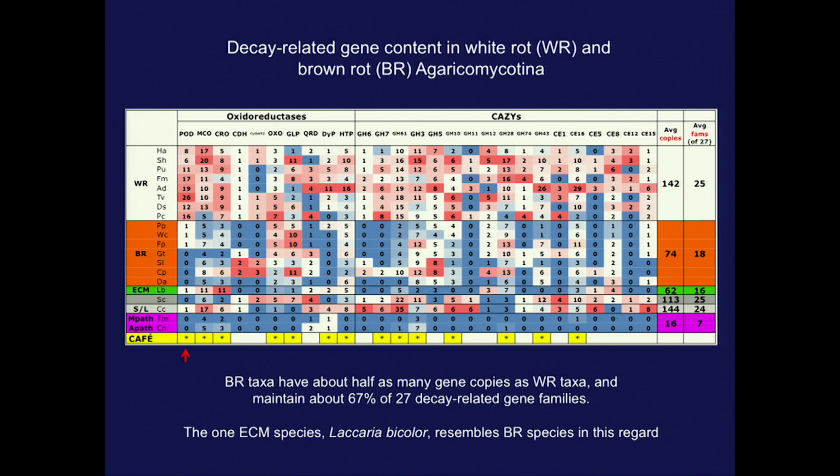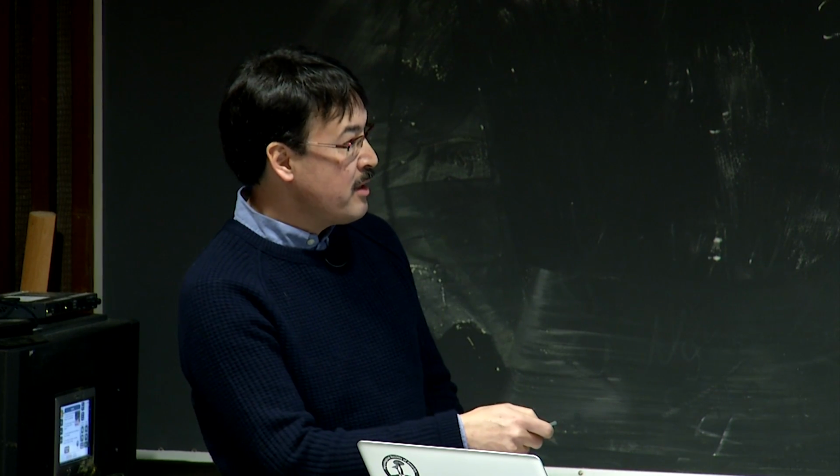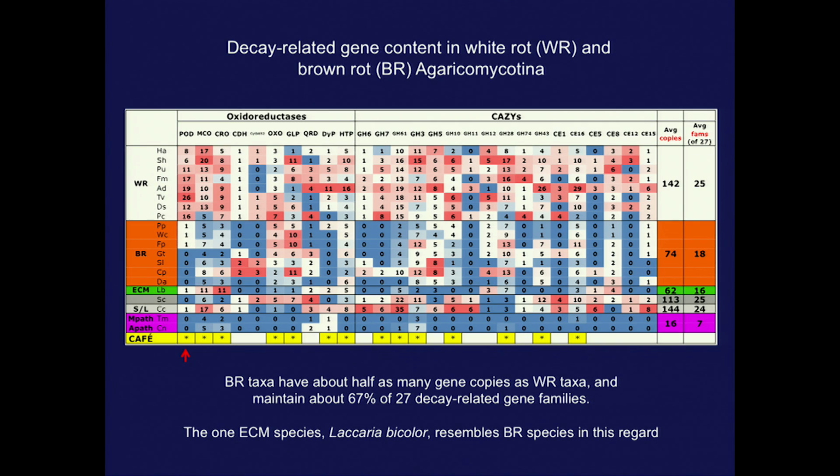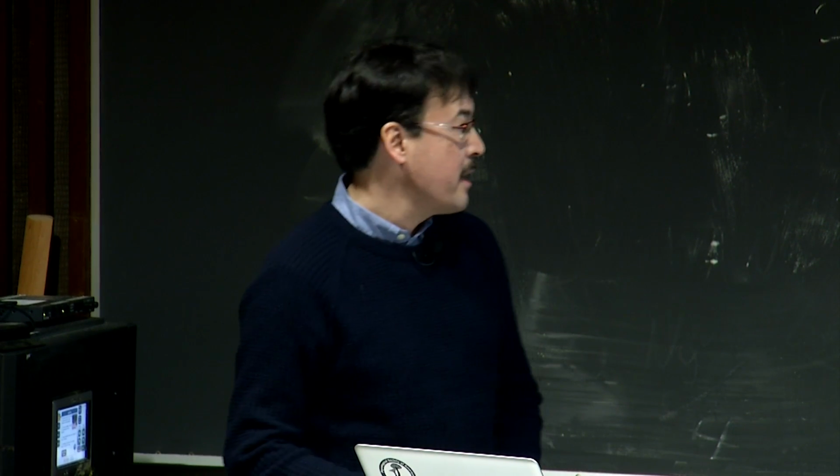So here are white rot species, brown rot species, the one ECM, oxidoreductases involved in decay, CAZymes, warmer colors for higher counts, and so on. And then here are the average number of copies and the average number of families represented. So white rot species have 140 copies on average in 25 families. Brown rot, about 74 copies in 18 families. So brown rot fungi are depauperate in all of these classes of enzymes.